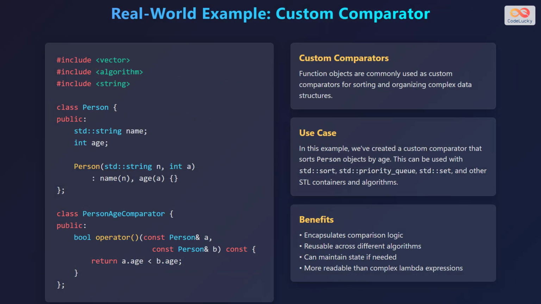Function objects are commonly used as custom comparators for sorting and organizing complex data structures. In this example, we've created a custom comparator that sorts person objects by age. This can be used with std::sort, std::priority_queue, std::set, and other standard template library containers and algorithms. Benefits are that it encapsulates comparison logic, is reusable across different algorithms, can maintain state if needed, and is more readable than complex lambda expressions.